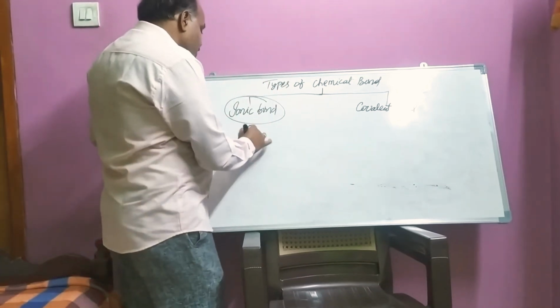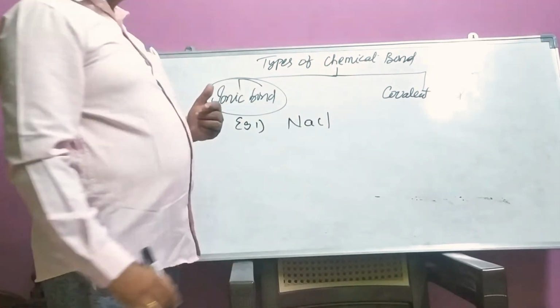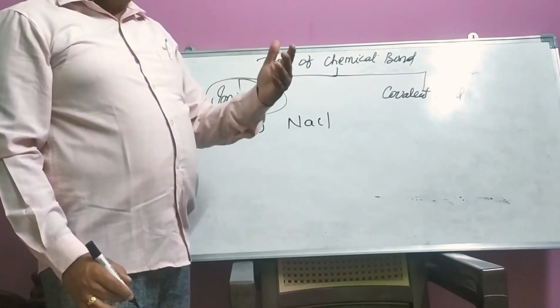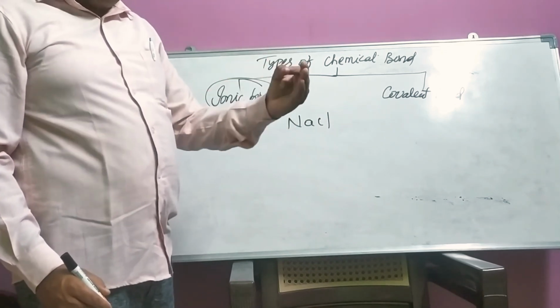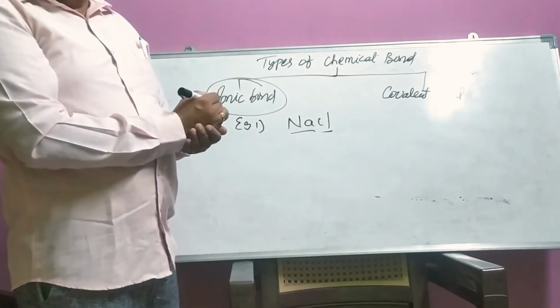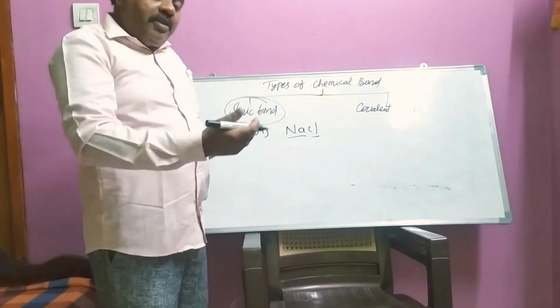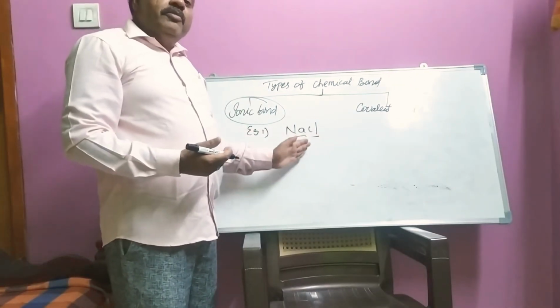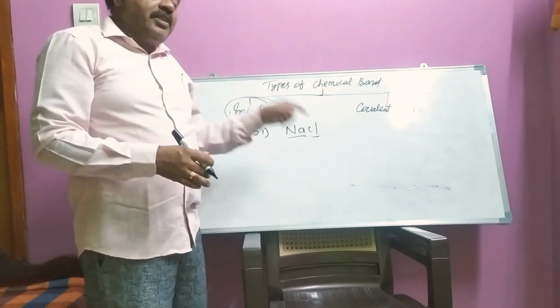I am taking the first example, formation of sodium chloride. How the chemical bond, that is the ionic bond, is formed between sodium and chlorine. After formation of the ionic bond between them, sodium chloride is formed. So how is it formed? Let us see.